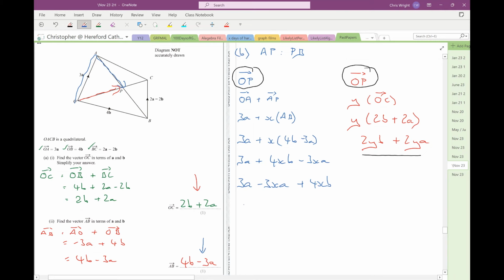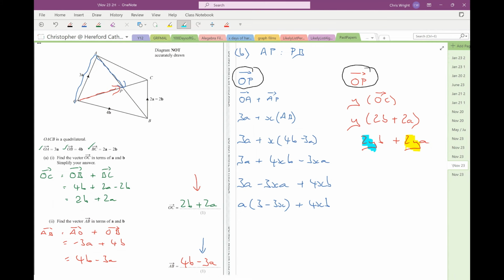Well, to work that out, I'm just going to pull A out, and now I can see that it's got 3 minus 3x A's. And how many B's has it got? 4x B's. And what about the red route? How many A's and B's has it got? Well, it's got 2y A's, look, and bizarrely, it's also got 2y B's.